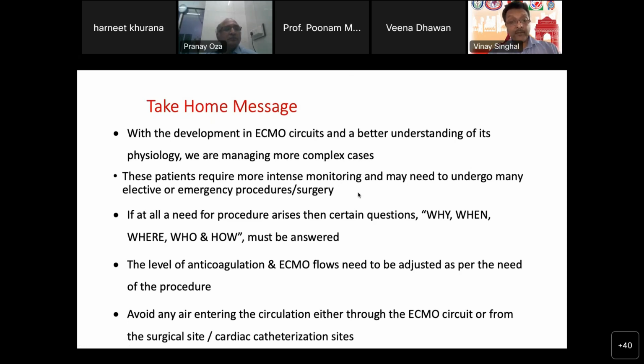Whenever we think of a procedure, the level of anticoagulation and ECMO flows need to be adjusted as per the need of the procedure. Avoid any air entering into circulation, either through the ECMO circuit or from the surgical site or cardiac catheterization sites, and that is very important whenever we do a procedure, because we have to avoid any complications that arise from our hands.